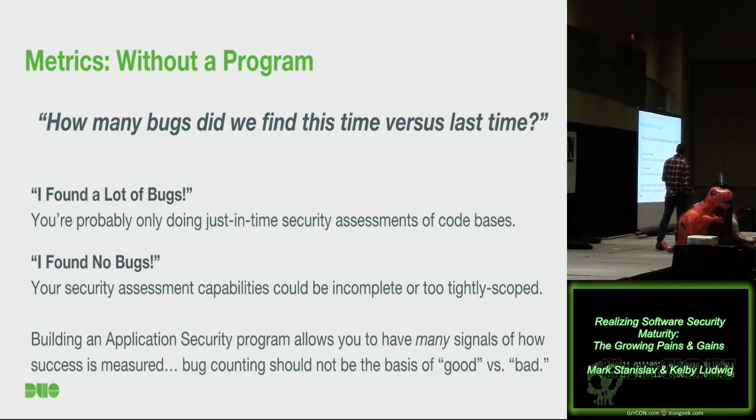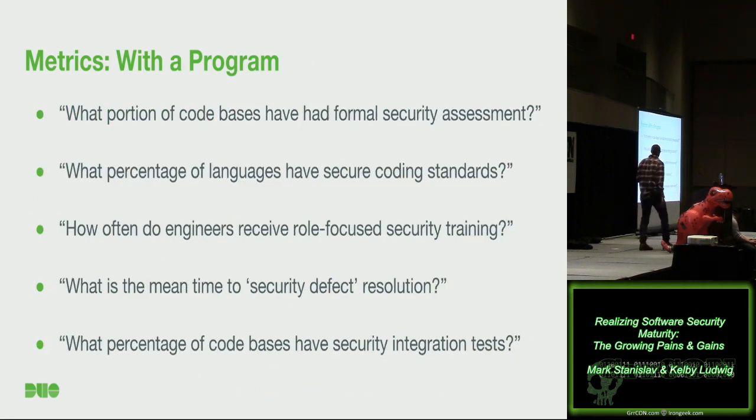So bug counting in and of itself is not bad per se. It's just a single metric that is often overused and overloaded to build out a program. With a program, you might be able to gather metrics across different aspects of your security organization. For example, you may have shared metrics between AppSec and QA, like what percentage of our code bases have security integration tests. You could see how that's a useful metric for QA without the security part. Very similarly, it might be a great metric for an AppSec program.